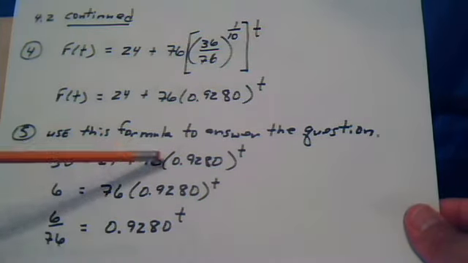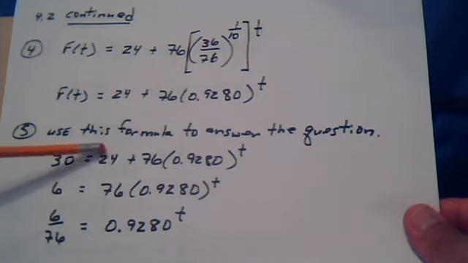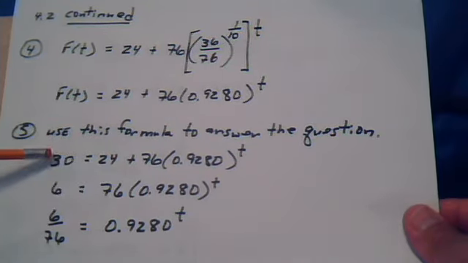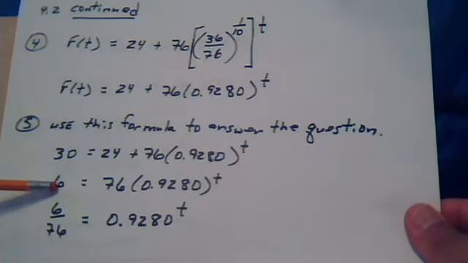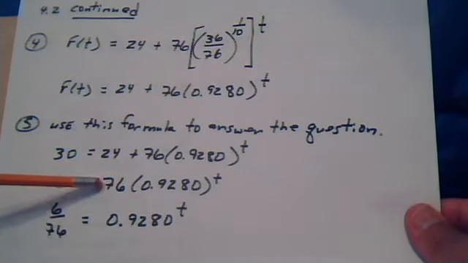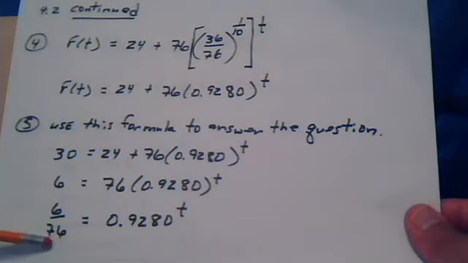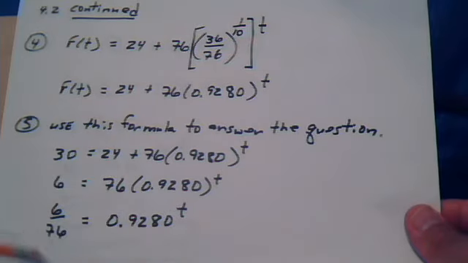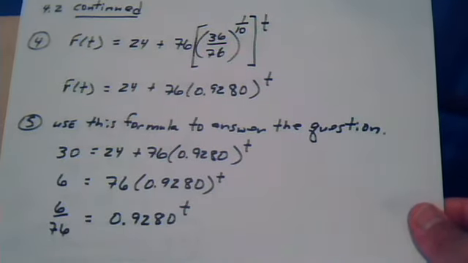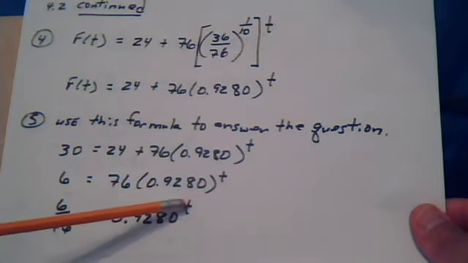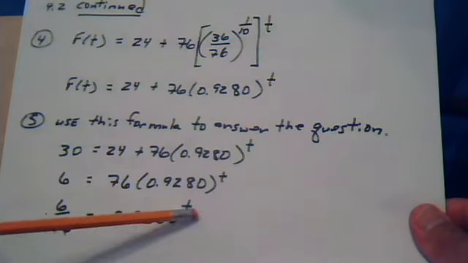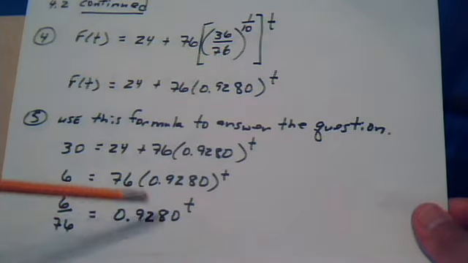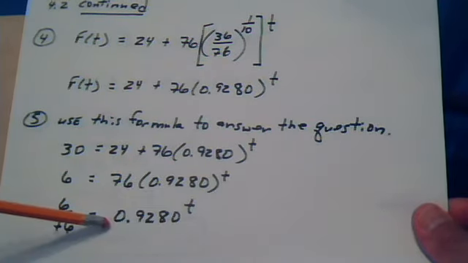So start moving the numbers over. So we'll move the 24 over by subtracting the 24 on this side. That cancels here. 30 minus 24 is 6. Now move the 76 over by dividing both sides by 76. That cancels the 76 to a 1 here. And now, right here, we would have to remember, how do you bring a variable from the power position to the base position? How do you bring a variable down? You use logarithms. So we're going to take the log of both sides so we could bring this t down.